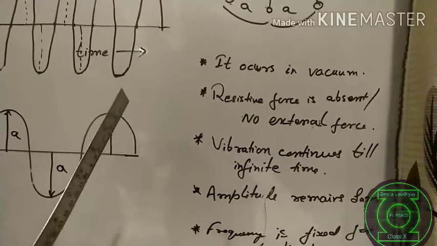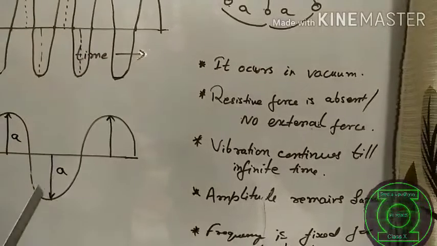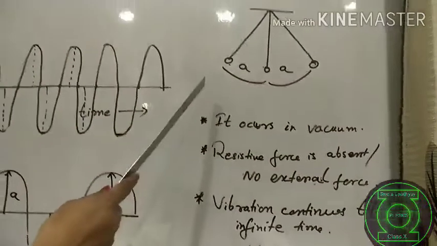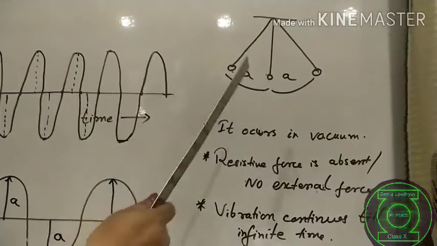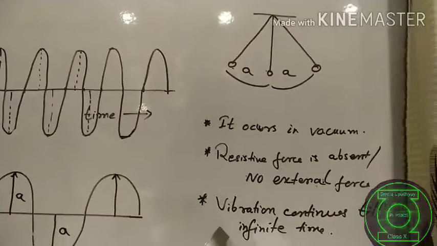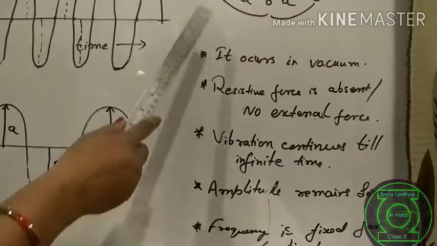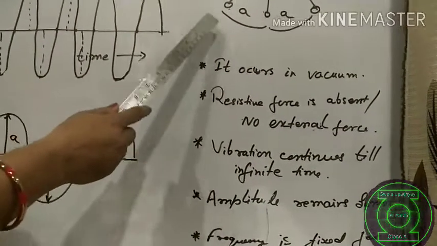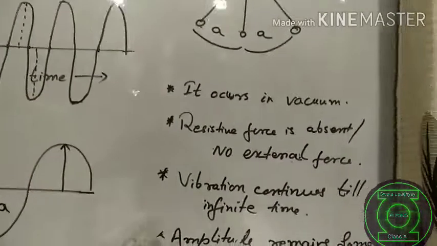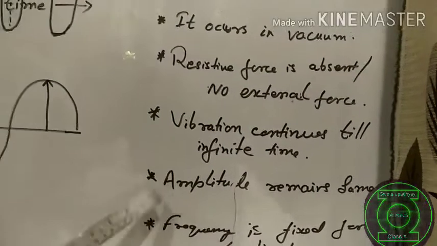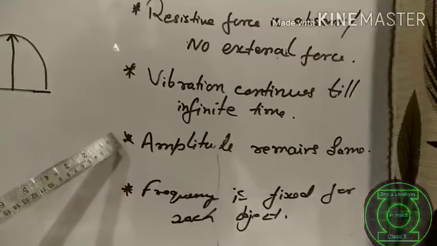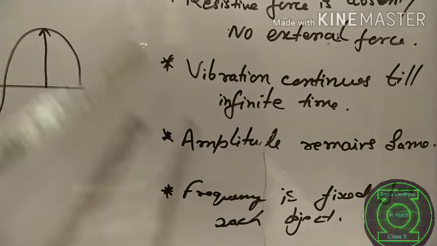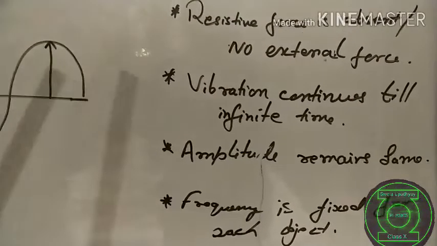Once a force is applied, say we have taken a simple pendulum and started the motion of the bob and left it in vacuum, the motion will continue for infinite time, because we are not using any external force to stop it. There is no resistive force in the vacuum. So the amplitude also remains the same in natural and free vibration, and the frequency is fixed for each object. Now we'll discuss all these points one by one.